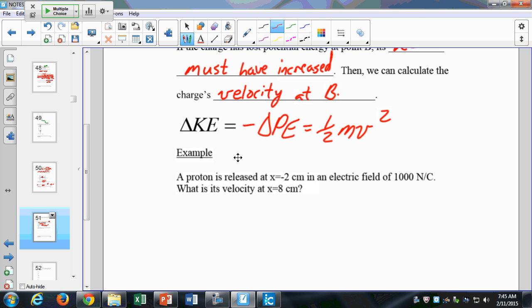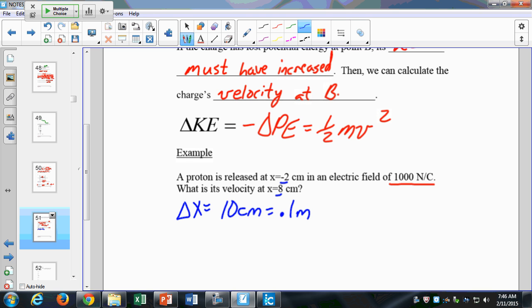So let's just do the simple question. I have a proton released at -2 centimeters. In this electric field, what is its velocity at 8 centimeters? I'll give you just a minute to get started on that. Don't forget that you need to convert these distances to SI units. So I'm moving from -2 to 8 centimeters. So what is my total delta X there? 10 centimeters, right. Which is 0.1 meters, right.